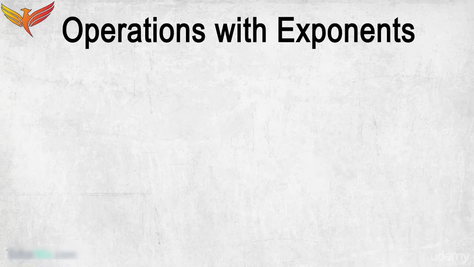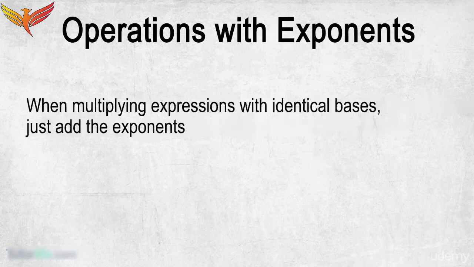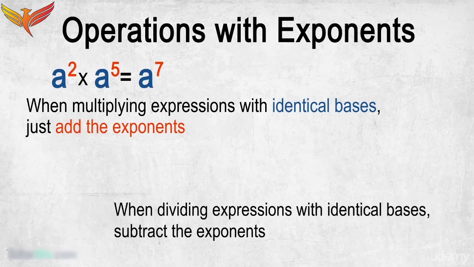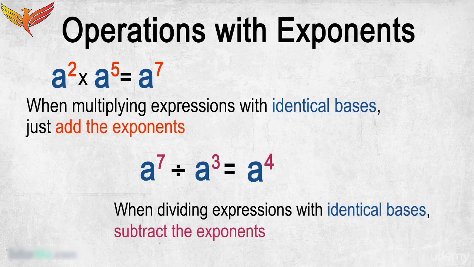Now, multiplying and dividing exponents works differently. In this case, the exponent is the value that changes. When multiplying expressions with identical bases, you simply add the exponents. So a squared times a to the 5th equals a to the 7th. And when dividing expressions with identical bases, you would subtract the exponents. So for a to the 7th divided by a to the 3rd, you would get a to the 4th.